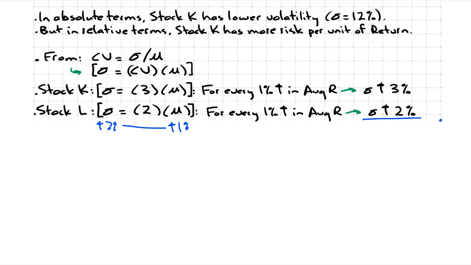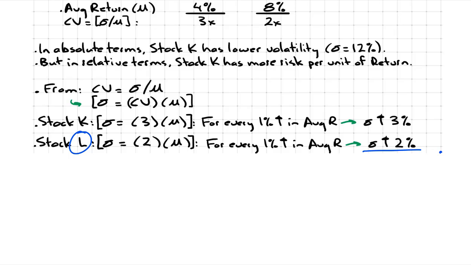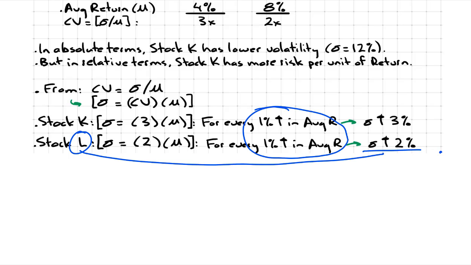So this is what we mean. On a relative basis, stock L actually seems less risky because for the same 1% increase in return with stock L, risk increases by less.